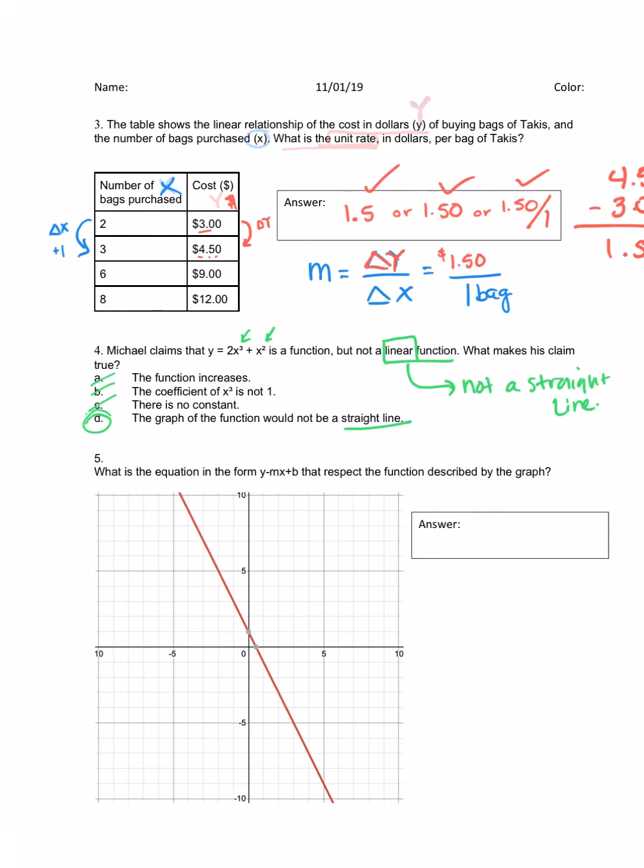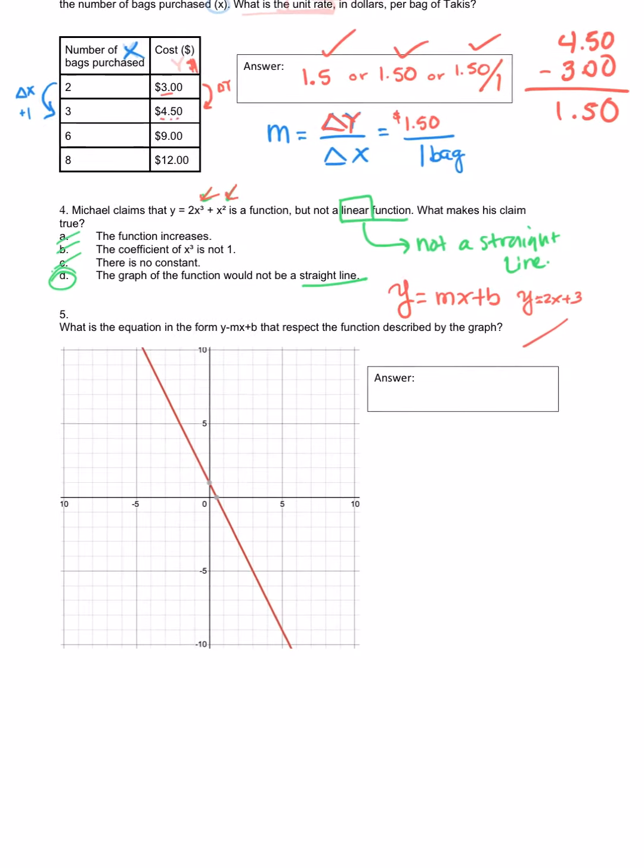How do we know that? Because you know the equation, y equals mx plus b. Your equation should look like that, right? Y equals maybe 2x plus 3, right? That's a straight line. You know that. The exponents make it not be a straight line.